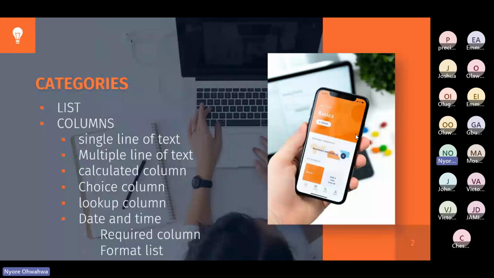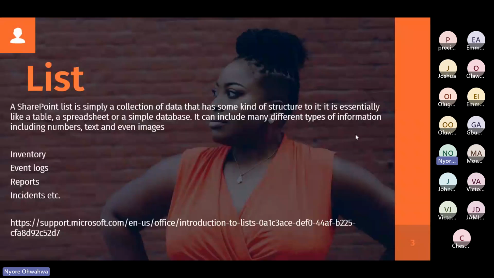Like I said last week, this is just basically a detailed explanation. A SharePoint list is simply a collection of data that has some kind of structure to it. It is essentially like a table, a spreadsheet, or a simple database. It can include many different types of information, numbers, text, even images. We can have lists to do different things like inventories, event logs, reports, incident reports, and all of that.